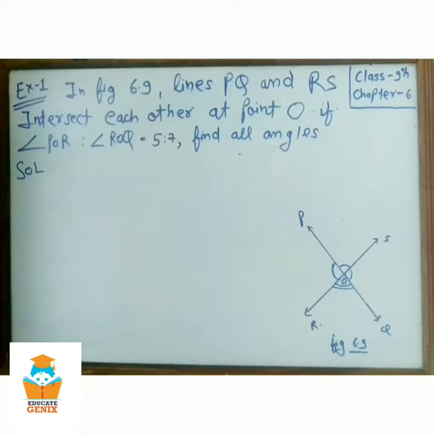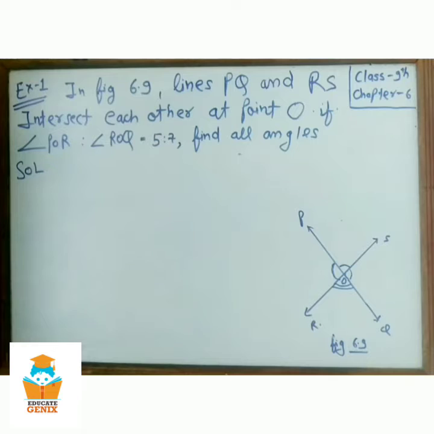Next question, Example 1, Chapter 6. In Figure 6.9, lines PQ and RS intersect each other at point O. If angle POR to angle ROQ equals 5:7, what we have to find? All the angles in Figure 6.9.